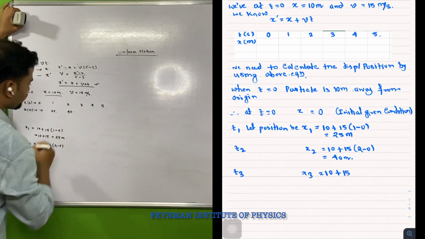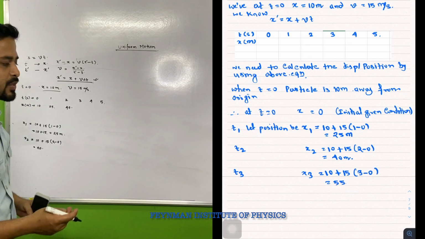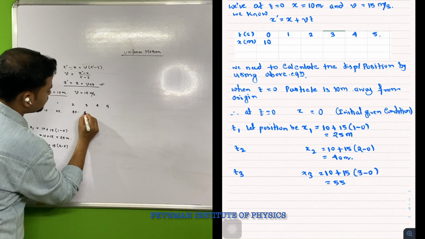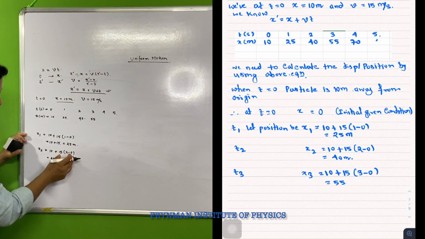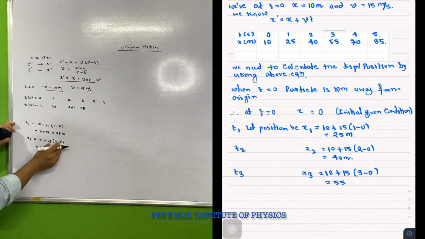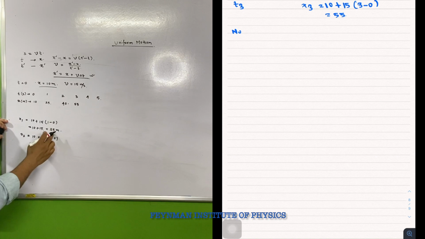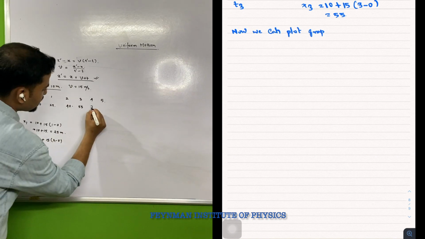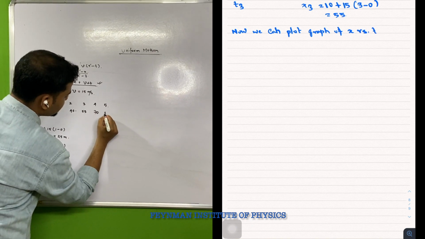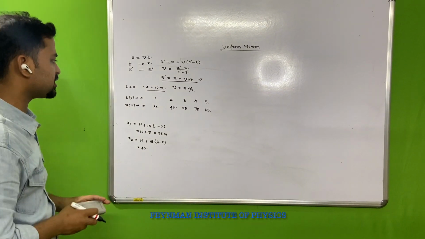So this one will be 40, and at 3 seconds, in a similar manner, if we calculate, it will be 55, because 3 into 15 is 45, plus 10, so it is 55. Now again 4 into 15 is 60, 60 plus 10 is 70, and similarly at the 5 second interval its position is 85 meter away from the origin.